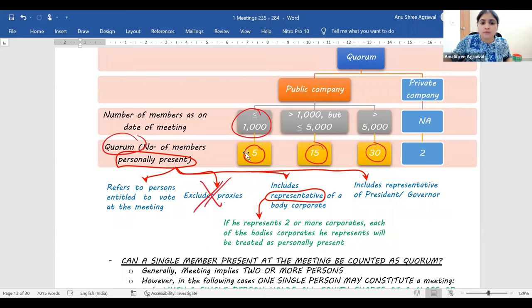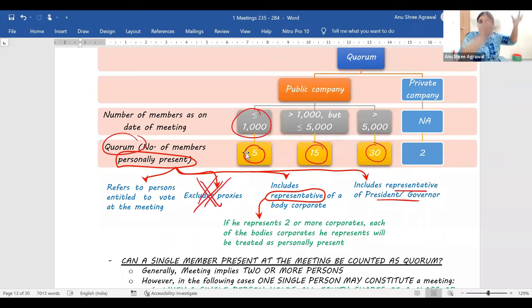In quorum, will we count proxies also? No. In quorum, we will not count proxy. Our shareholder is the president of our country. He did not come. He sent a representative. Will I count the representative of the president? Yes. Representative of president and governor, when they come for the meeting, it is as if the president and governor have themselves come.